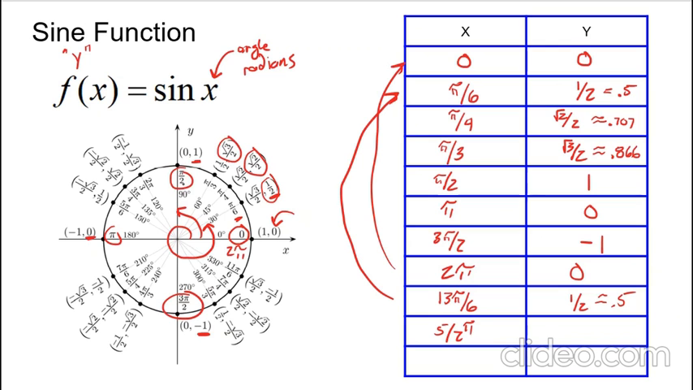It's coterminal. But again, you could keep going around and around and around. So that would be a new input, but the output is going to be the same, 1, because at 5 halves pi, pi over 2, the output, the y-coordinate, is 1. So this allows me to understand the idea of inputs and outputs. You plug in angles. What's the output for sine? The y-coordinate from the unit circle.